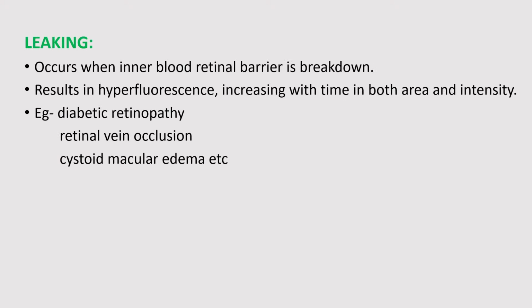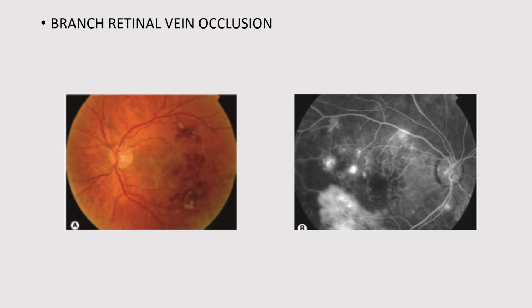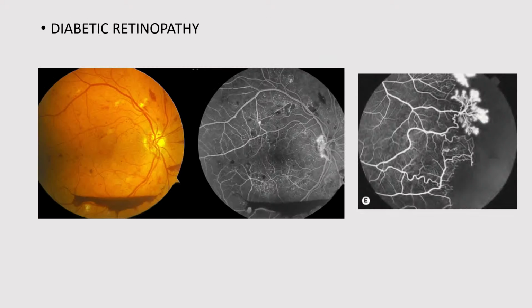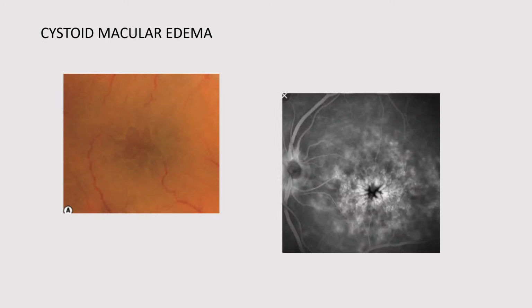Leaking occurs when the inner blood-retinal barrier breaks down, resulting in hyperfluorescence that increases with time in both area and intensity, in cases of diabetic retinopathy, retinal vein occlusion, cystoid macular edema. Case of branch retinal vein occlusion, leaking. Case of diabetic retinopathy. Case of cystoid macular edema.